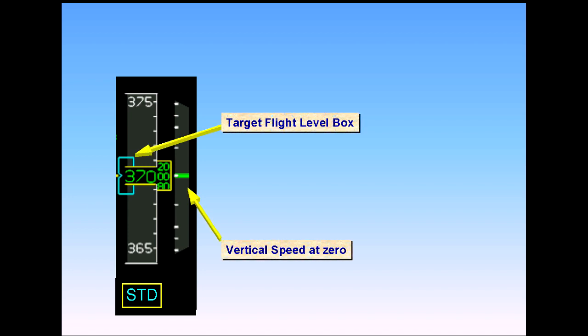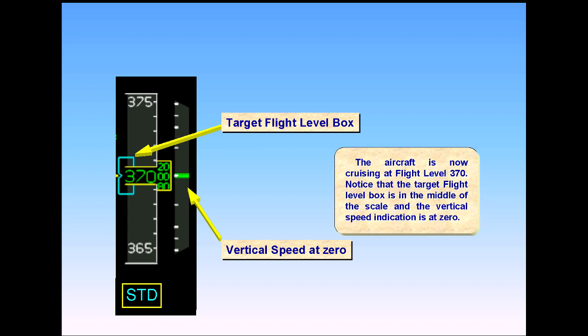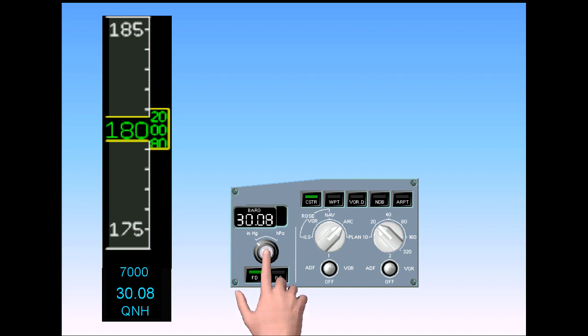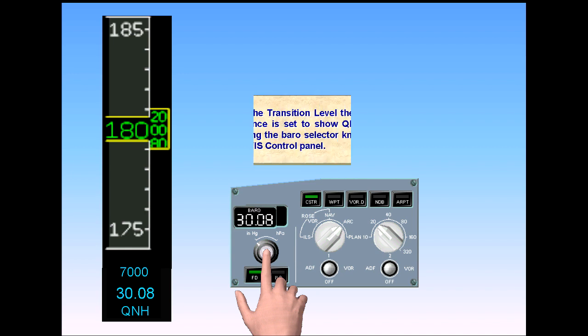The aircraft is now cruising at flight level 370. Notice that the target flight level box is in the middle of the scale, and the vertical speed indication is at 0. At the transition level, the baro reference is set to show QNH by pushing the baro selector knob on the EFIS control panel.